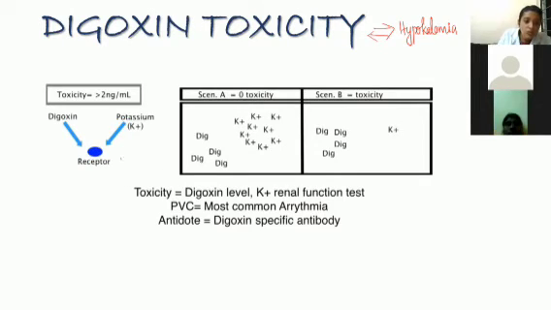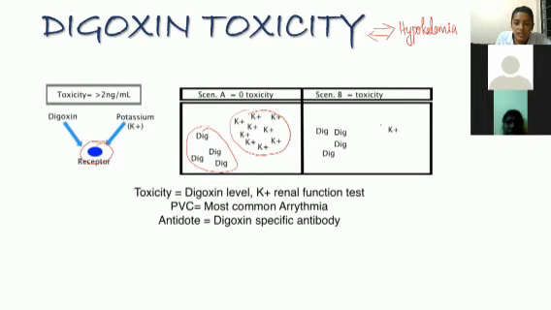If decreased potassium level is there in the blood, it will aggravate the digoxin toxicity. Okay. So how is it happening? Because digoxin and potassium bind to the same receptor. So in scene A and scene B, you can see in scene A there is no toxicity. Why? Because there is an adequate amount of potassium and there is some amount of digoxin also. So some receptors are bound by potassium and some receptors are bound by digoxin. So there is no toxicity.